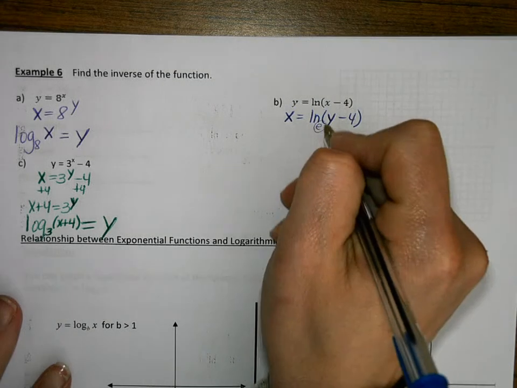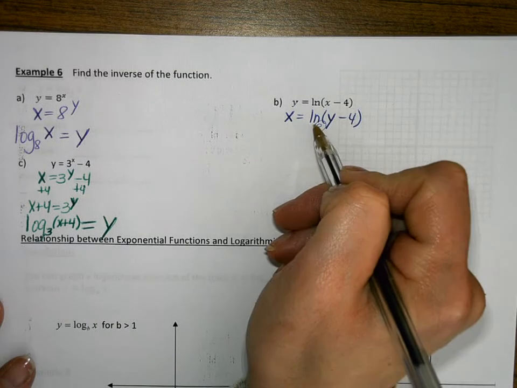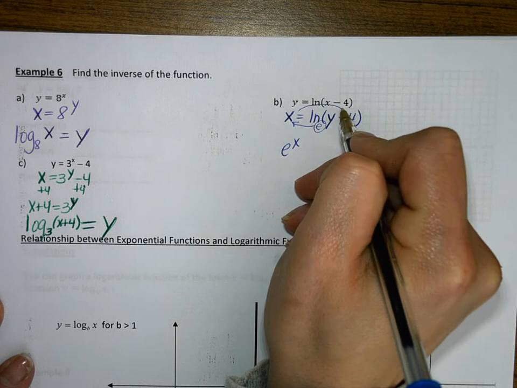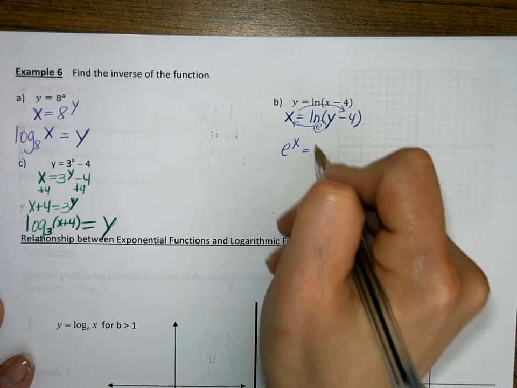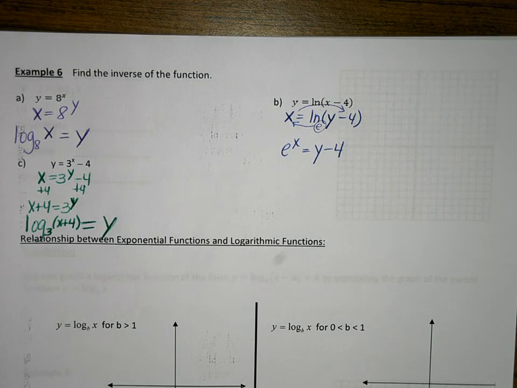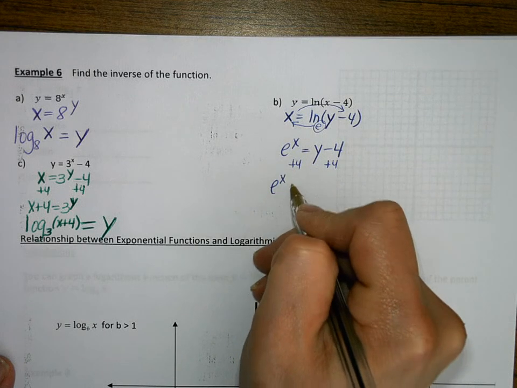Now, what is that e going to do? Does anybody have a suggestion? Anybody got a thought? All right, it's going to be raised to the exponent. What is my exponent going to be? e is going to be raised to the x power, and it's equal to what's inside of that logarithm, which is y minus 4. And then I got to add 4 at the end. So e to the x, add the 4, is equal to y.